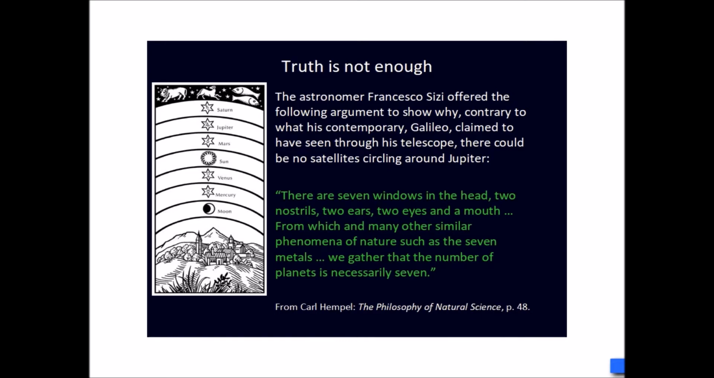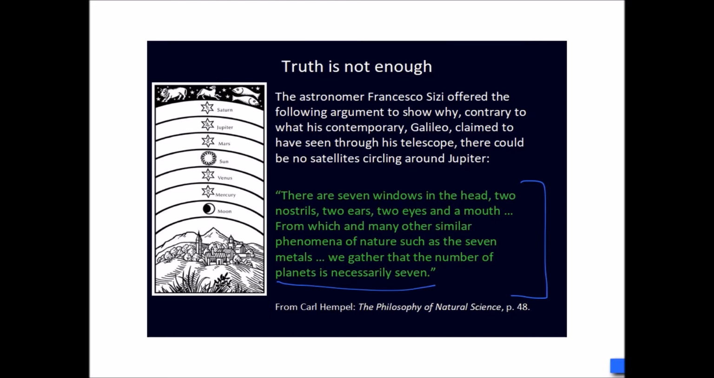A contemporary of Galileo's, Francesco Sizzi, gave this argument for why Galileo must be wrong. He said this: there are 7 windows in the head, 7 openings in the human head, 2 nostrils, 2 ears, 2 eyes and a mouth. And from that, and many other similar phenomena, we gather that the number of planets is necessarily 7.